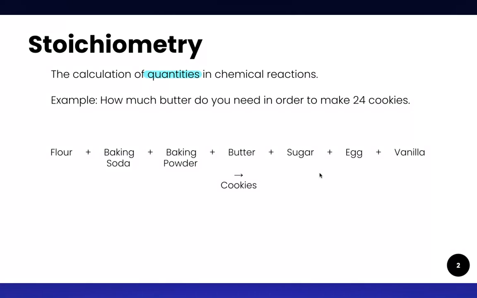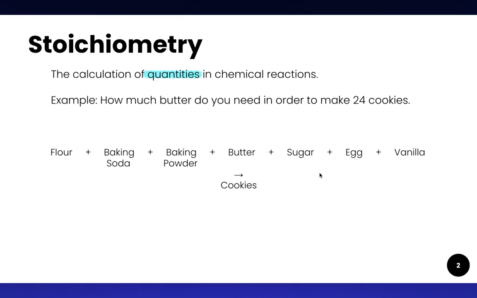So you have done stoichiometry problems. I'm going to guess you have done these before when you make cookies. So here's our little example from the kitchen, sugar cookies. The question is asking us, how much butter do you need in order to make 24 cookies?